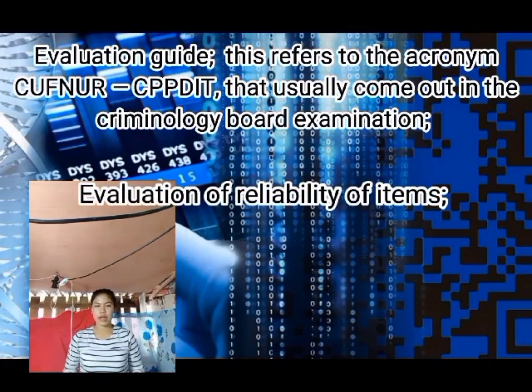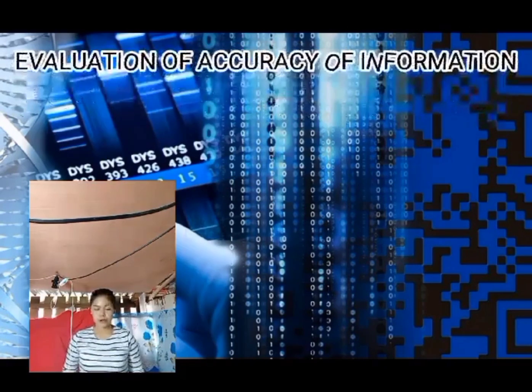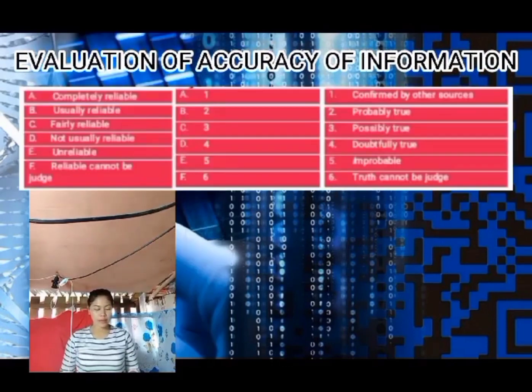Evaluation of reliability of items and evaluation of accuracy of information. A. Completely reliable. 1. Confirmed by other sources. B. Usually reliable. 2. Probably true. C. Fairly reliable. 3. Possibly true. D. Not usually reliable. 4. Doubtfully true. E. Unreliable. 5. Improbable. F. Reliability cannot be judged. 6. Truth cannot be judged.